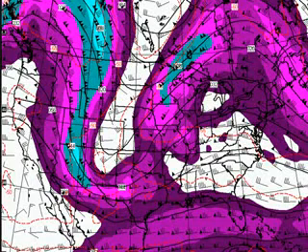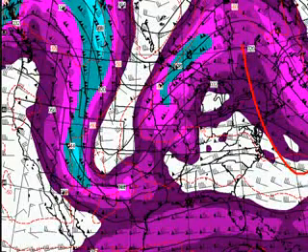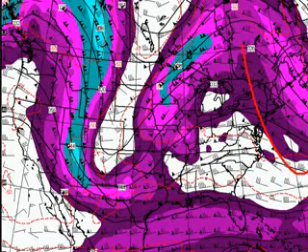Again, some interesting things going on with the 50-50 low. The latest runs of the GFS want to sort of split it into two pieces. I'm not sure how to handle that situation, but we'll see.